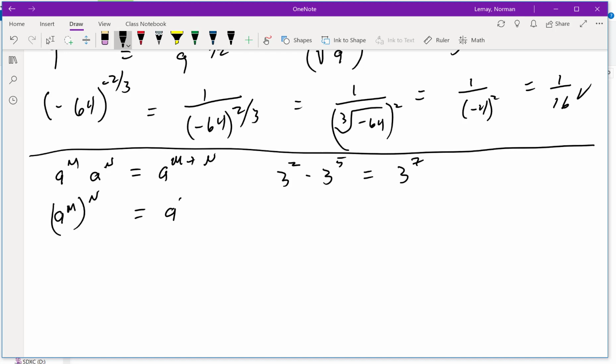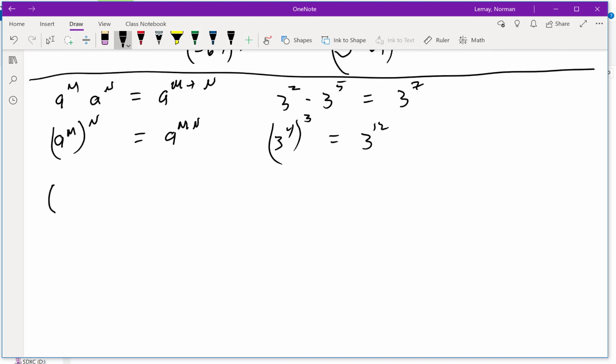So we get a to the m times n. For example, if we had 3 to the 4th power and we wanted to take that to the 3rd power, this just becomes 3 raised to the 12th power, using that rule.